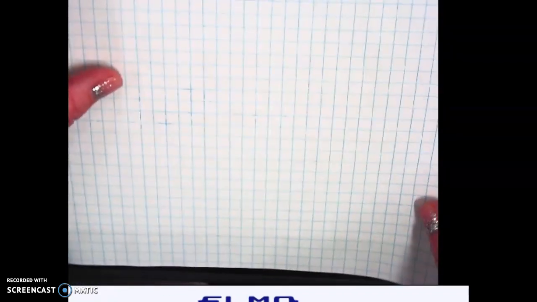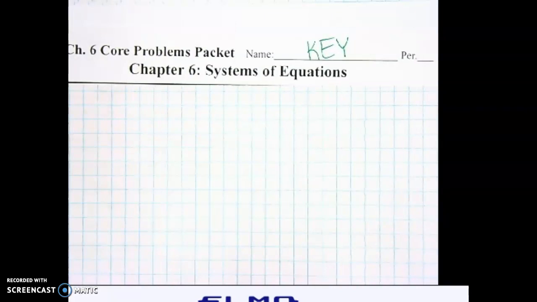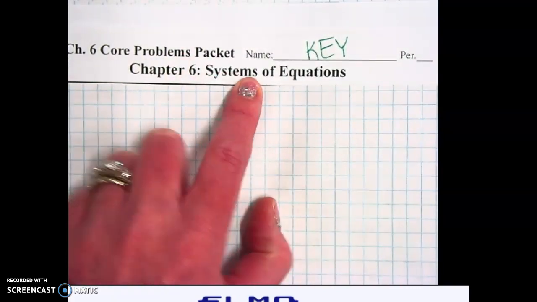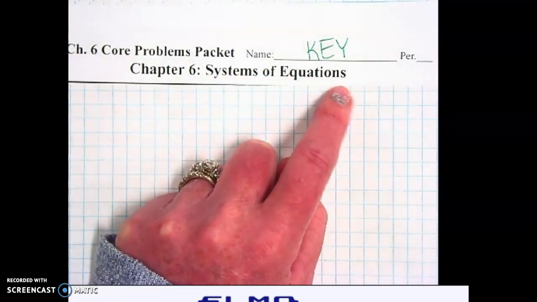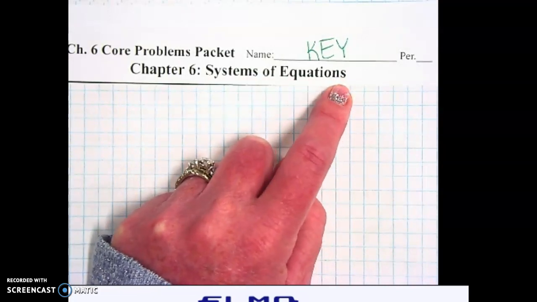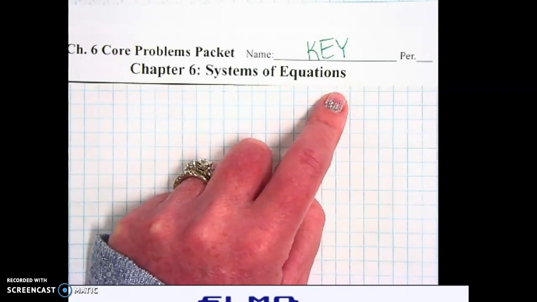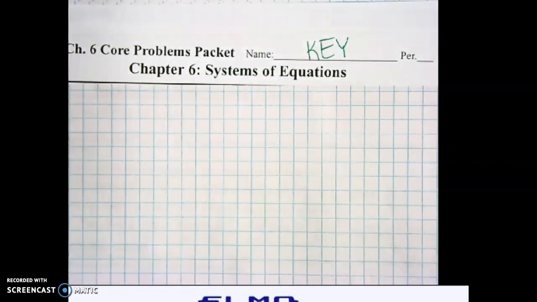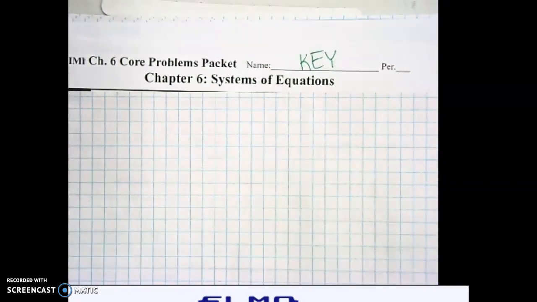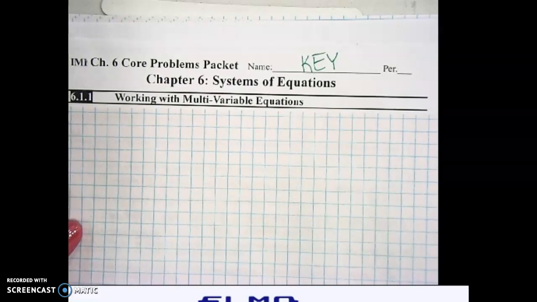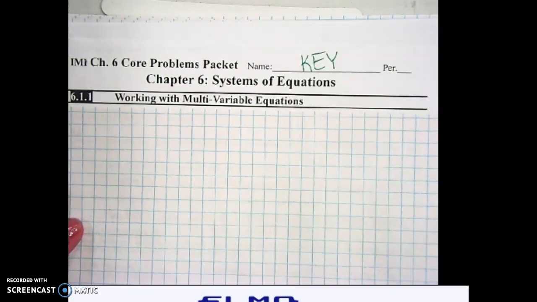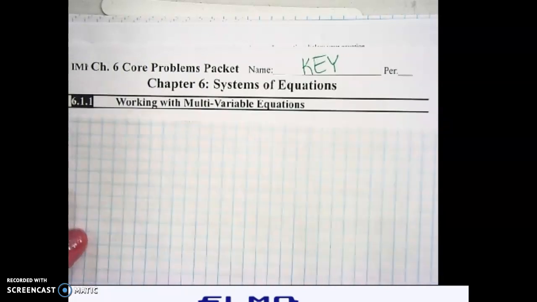All right, at the top of page 1 is the title for chapter 6. The title for chapter 6 is Systems of Equations. What letter is at the end of that word? S. That S implies what? More than 1. Okay? As the chapter goes along, we're going to be looking at more than 1 equation. All right?